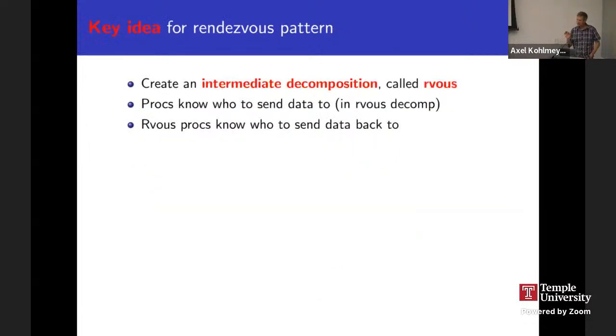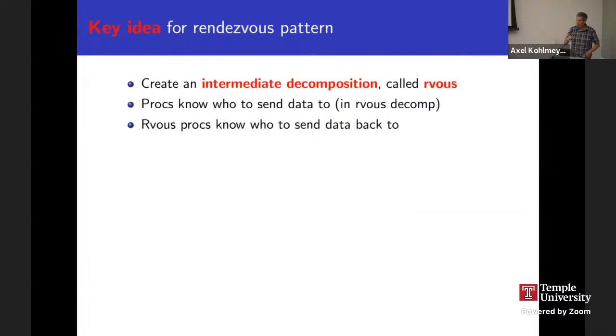So the key idea for this rendezvous pattern is we don't know who to send to, we don't know who to receive from, but what we're going to do is create an intermediate decomposition. We're going to call it the rendezvous decomposition. And in that decomposition, we do know who to send the data to and what they're going to use it for.